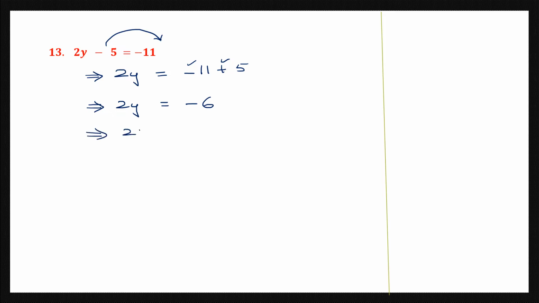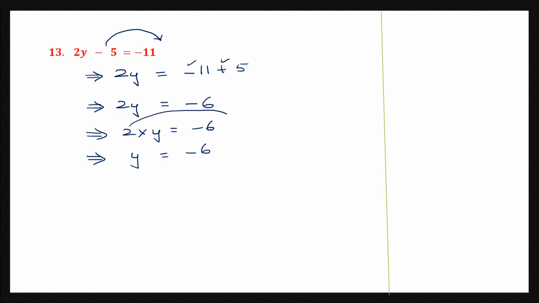Question 13. 2y minus 5 equals minus 11. So first let's find the value of 2y. 2y equals minus 11. We're transposing minus 5 to this side, so it becomes plus 5. So what is the value of 2y? So here minus and plus signs are different. Put the sign of the bigger number and subtract. 11 minus 5 is 6. So 2y means 2 into y is equal to minus 6.